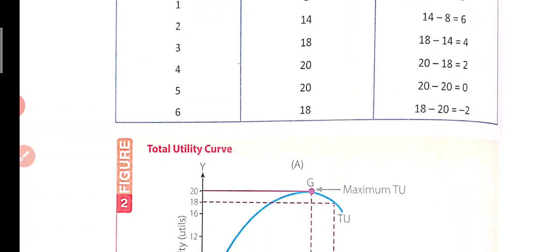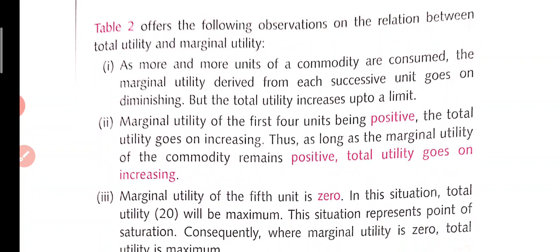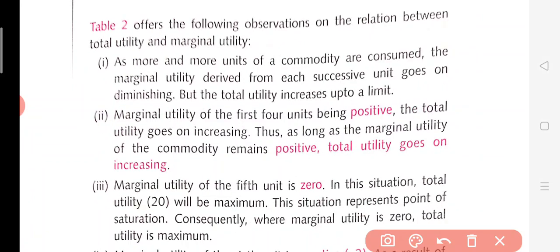Now let us move forward. Now they're telling about the same table which we already discussed. So what are they saying here? As more and more units of a commodity are consumed, the MU, the marginal utility derived from each successive unit, goes on diminishing. Okay, so when you are consuming more and more cups of tea, the satisfaction you are getting will decrease. Okay, it happens at home also.